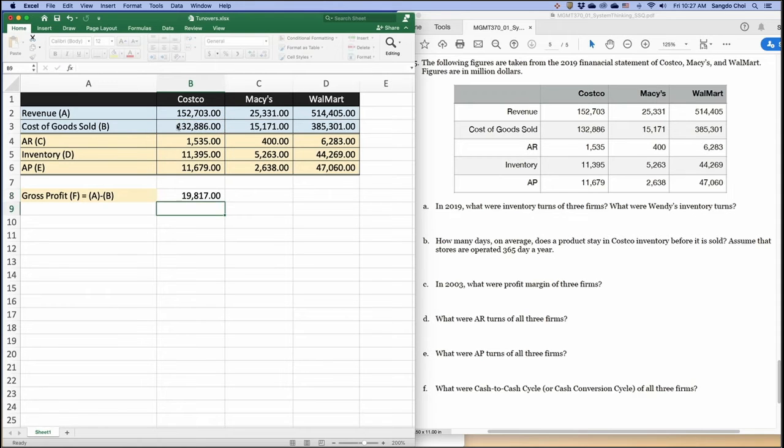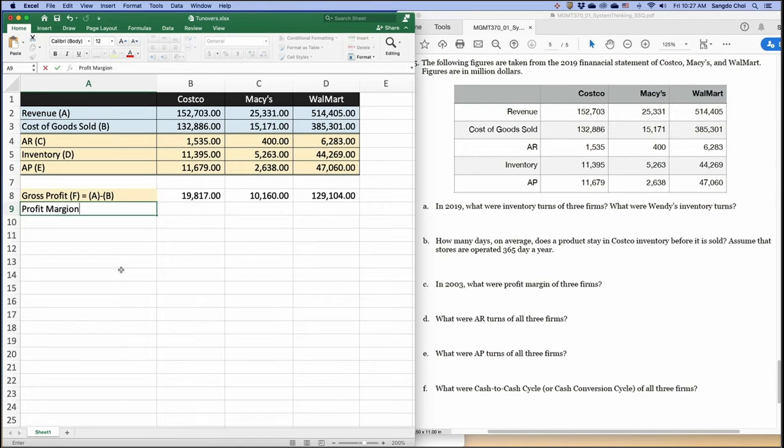Then you can complete gross profit, and then you can move your mouse cursor to the lower right area. Then the mouse cursor will turn into a small black thin cross. Then you can drag, and you can complete the same equation, or you can copy and paste this formula. That's another way.